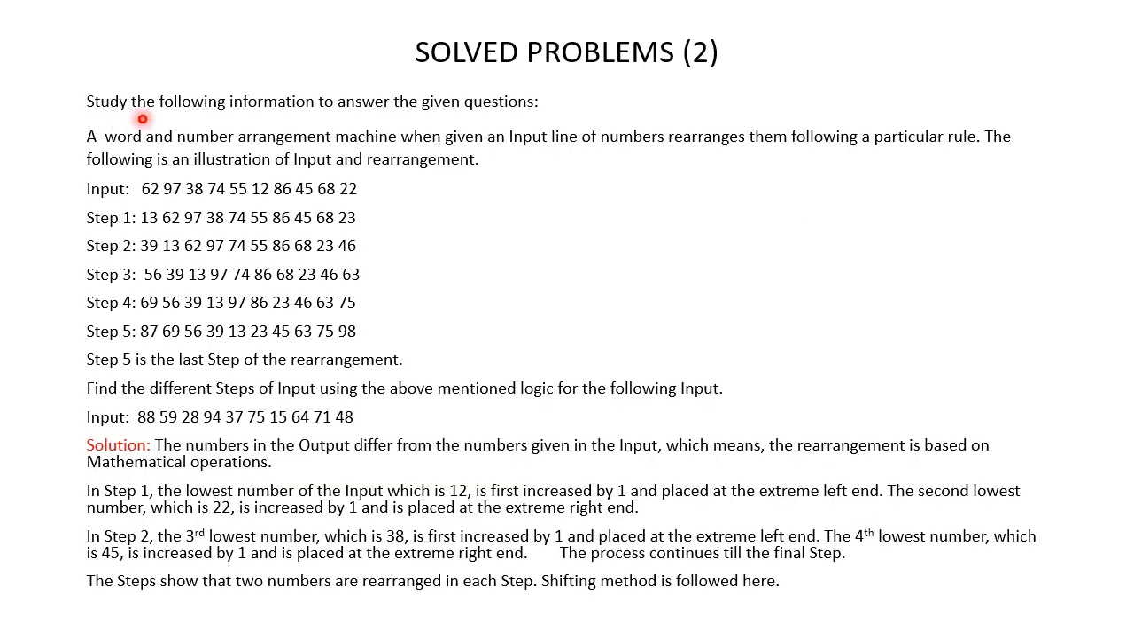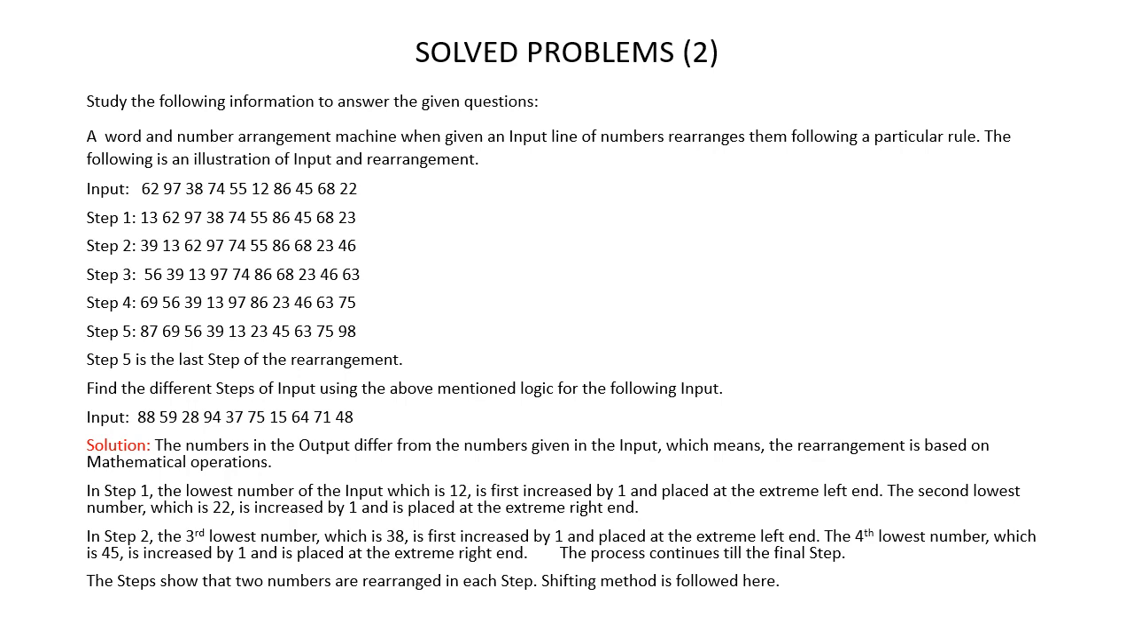Study the following information and answer the given questions. A word and number arrangement machine, when given an input line of numbers, rearranges them following a particular rule. The following is an illustration of input and rearrangement.